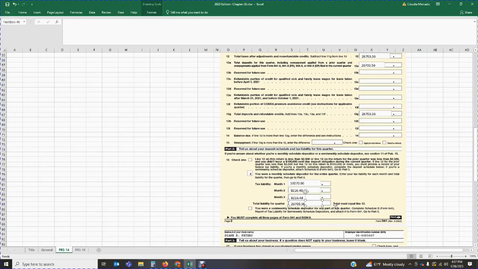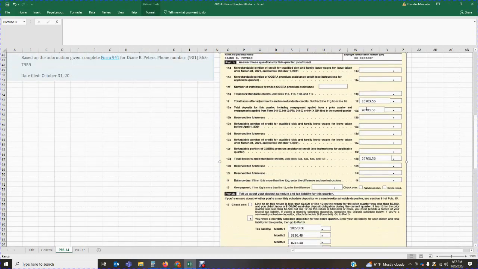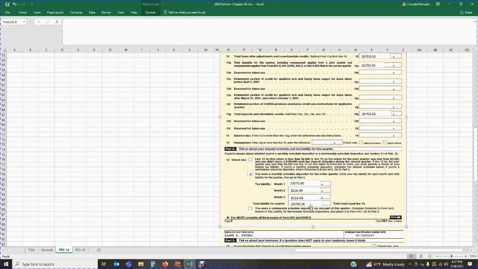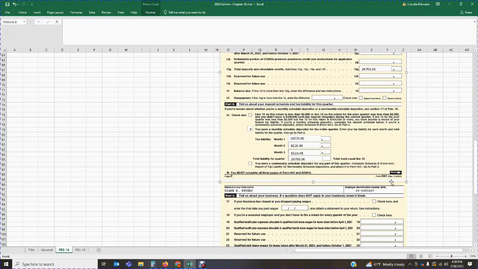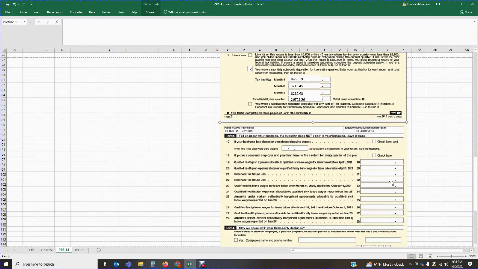Now, if you look at this, look at what it says. The total must equal line 12. So let's compare this number to line 12. And yes, they're both the same, 26,703.56. So we're good. Okay, so now we can move on to part 3.